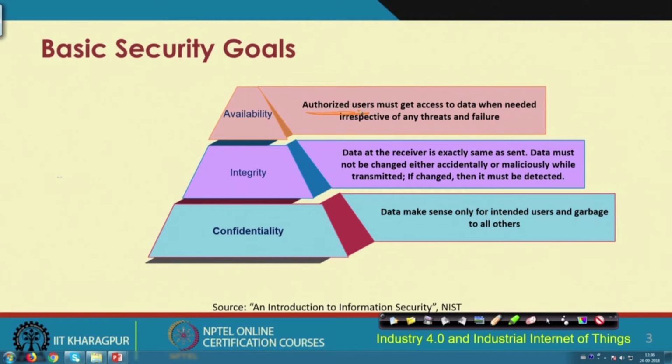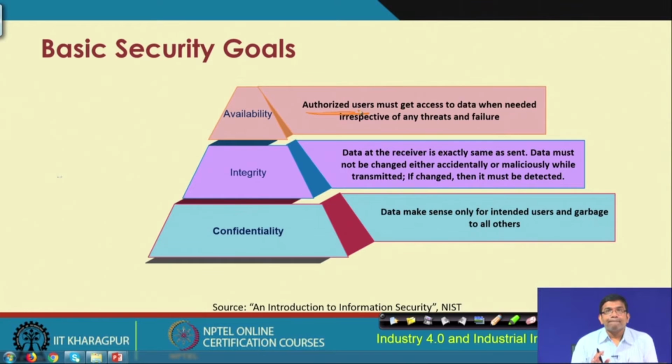Integrity is the second goal of IIoT security. Integrity basically talks about the fact that from the point the data was sent till the point that the data was received by the receiver, the contents of the data, the nature of the data as a whole has not changed. So, basically the data that are sent are exactly received in the same way at the receiver, right.